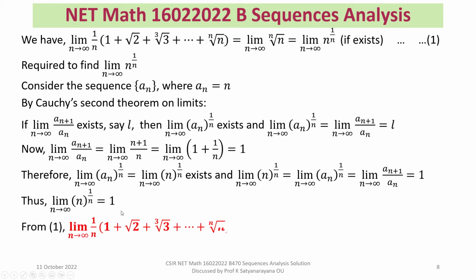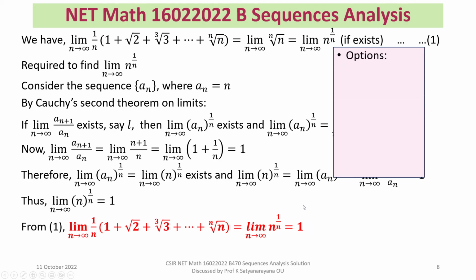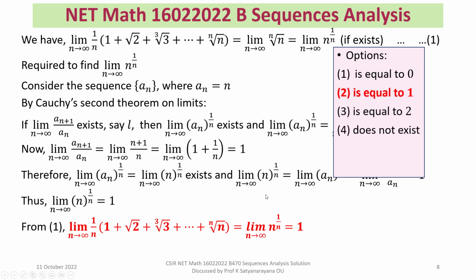And from this, limit n tends to infinity of 1 by n into (1 plus square root of 2 plus the cube root of 3 plus so on so forth plus nth root of n) is equal to limit n tends to infinity of n to the power of 1 by n, and that is equal to 1. Let's look at our options, and it is precisely option 2. So our answer is option 2. That is the discussion of the solution of the problem from sequences.